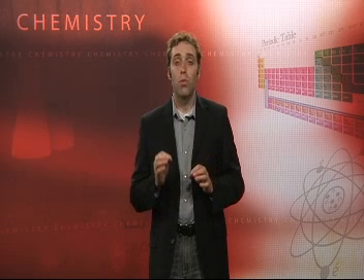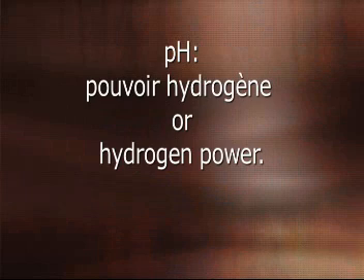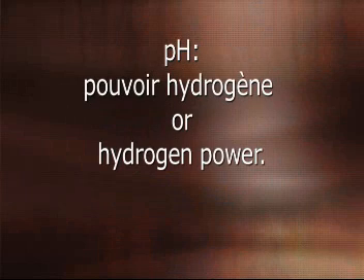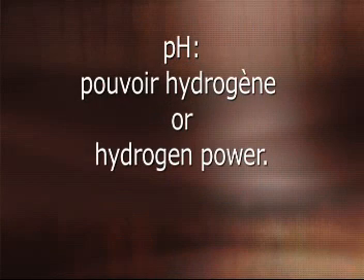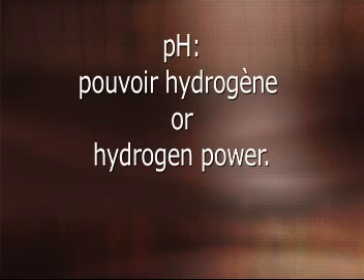Using the concentration of hydronium ion within a solution to express its acidity can be quite cumbersome. This is because the values are relatively small. Thus, pH is a much more convenient quantity to use. The letters pH come from the French words pouvoir hydrogène, which directly translate as hydrogen power.